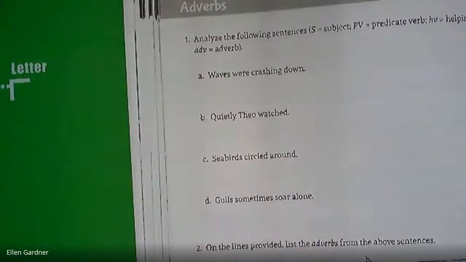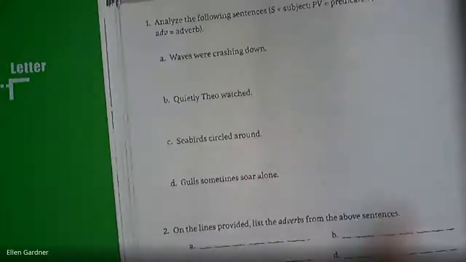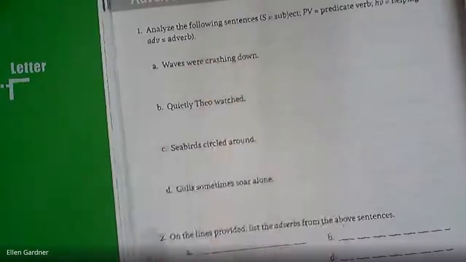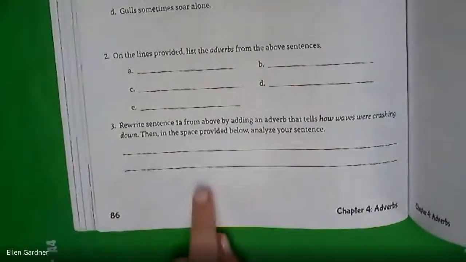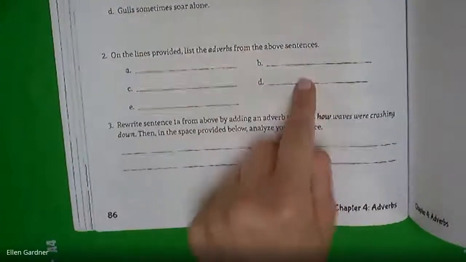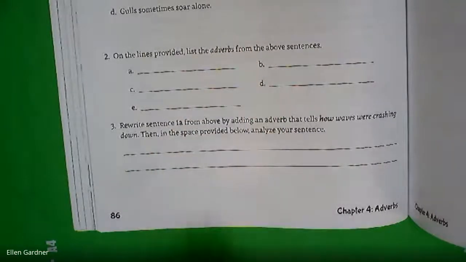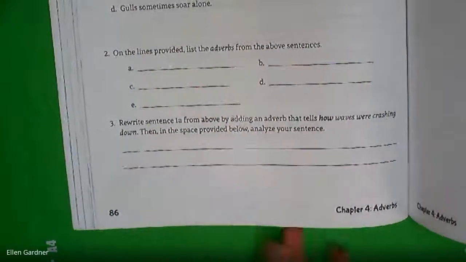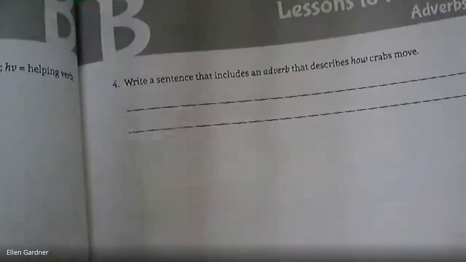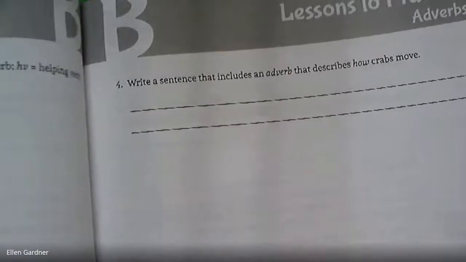Follow that example for the next pages, 86 through 87. You'll analyze the sentences by labeling these correctly. Rewrite the sentence from above. Write down your adverbs, one from each sentence. Actually, one will have two because there's only 4 sentences, but there's 5 lines. And then tell how waves were crashing down. Over here, write a sentence that includes an adverb that describes how crabs move. Okay, I'll have those pages posted in Bright Thinker.